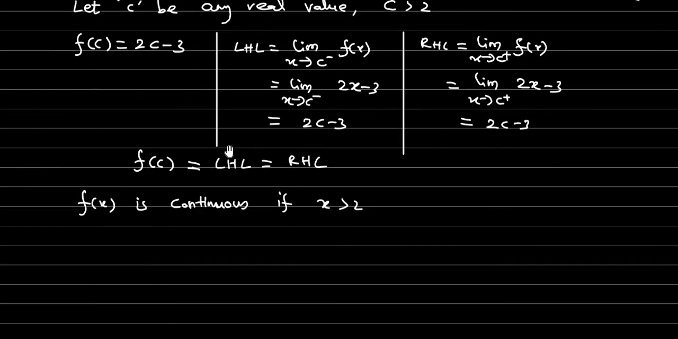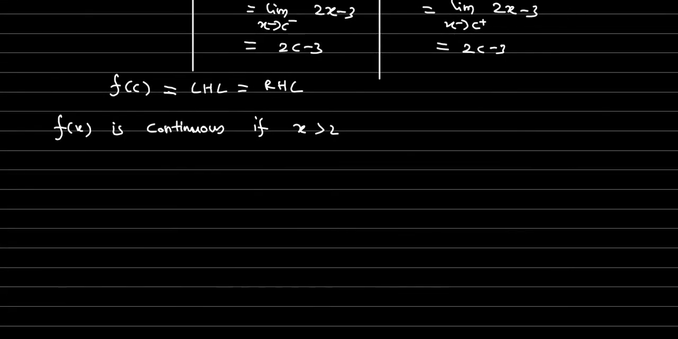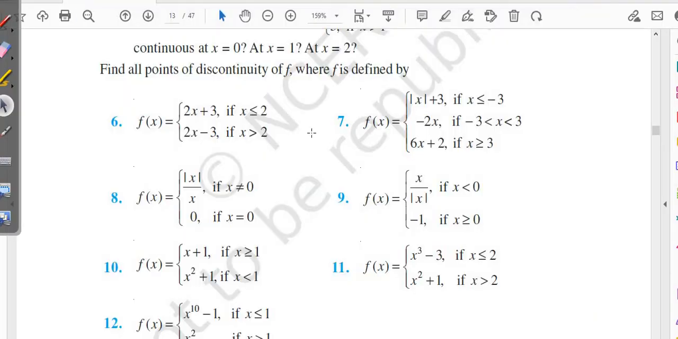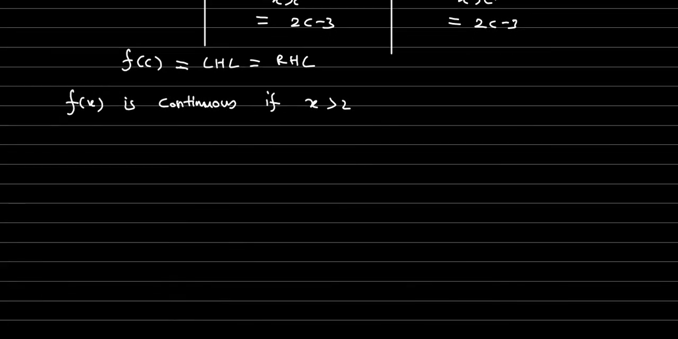So what is the overall conclusion? What is the question about? The question is asking to find all points of discontinuity of f. So the overall review: the function is discontinuous only at x equal to 2. Throughout the real line the function is continuous; only at x equal to 2 is the function discontinuous. So the same thing we are going to write as a conclusion.